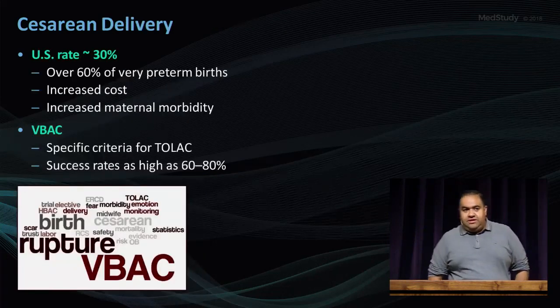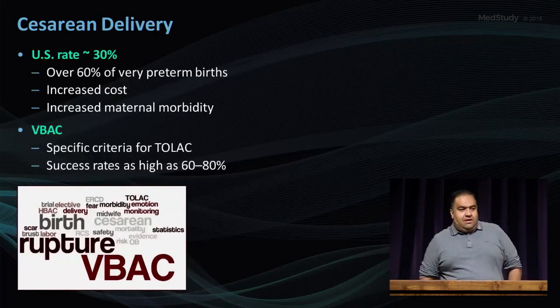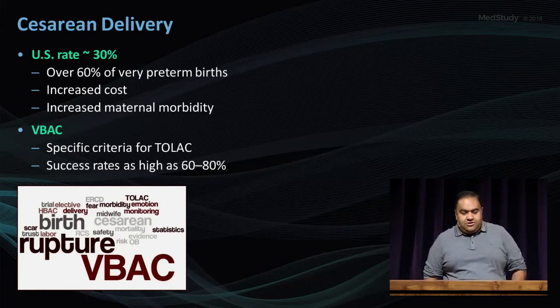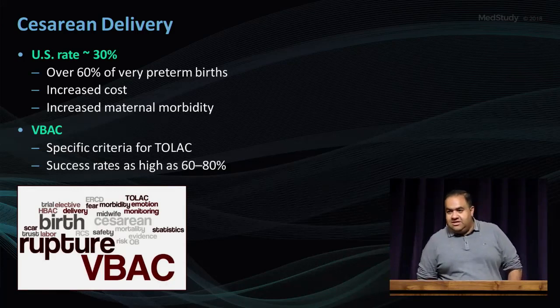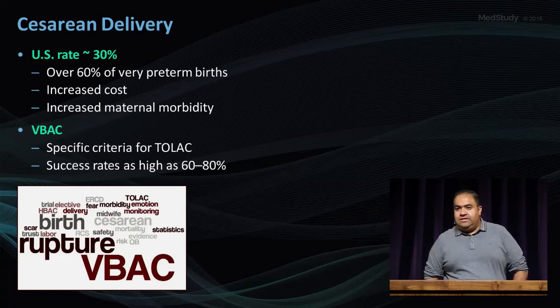The cesarean section rate in the United States is about 30%. About 60% of these are from very premature births. It does cost more because it's a cost not only to have the cesarean section, but then the post-operative care. Mom's going to be in the hospital for a few more days. It is a major surgery, and I think we forget about that.